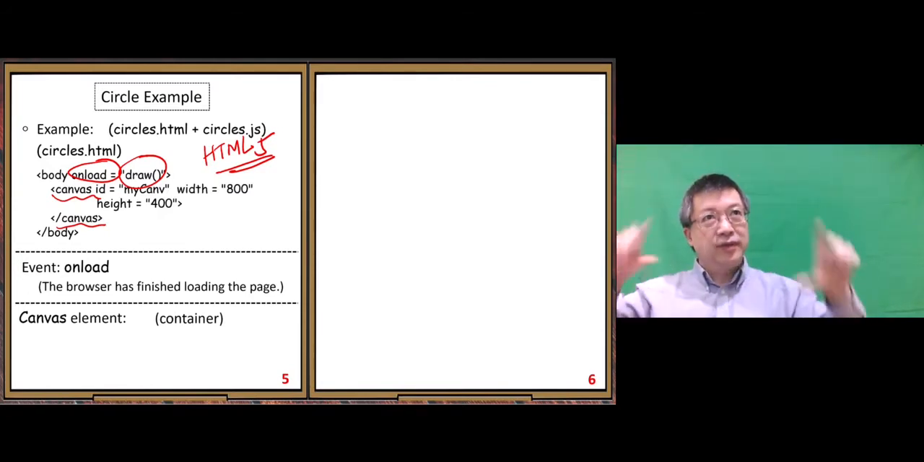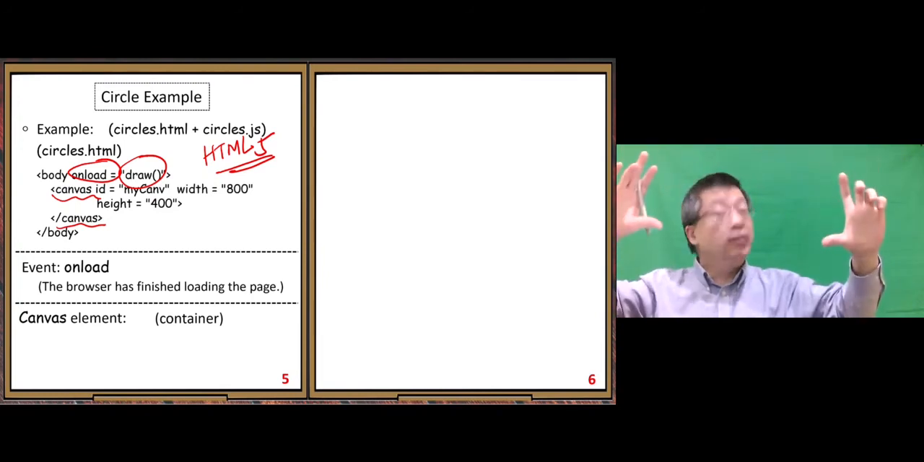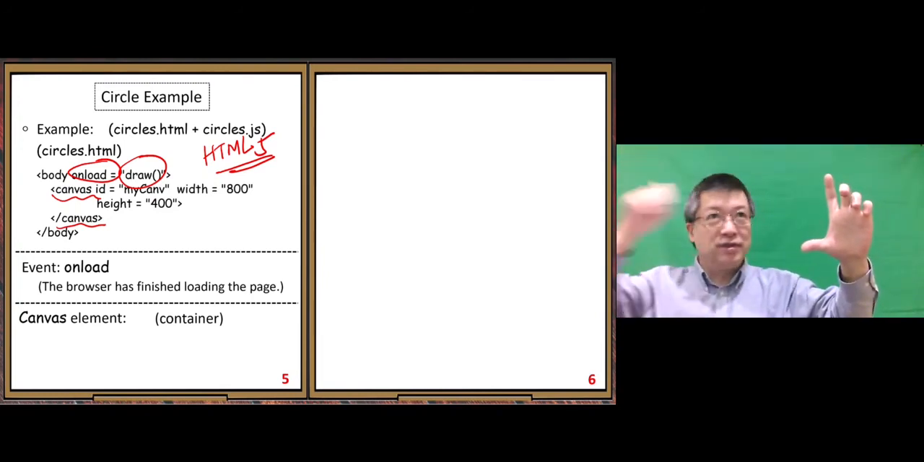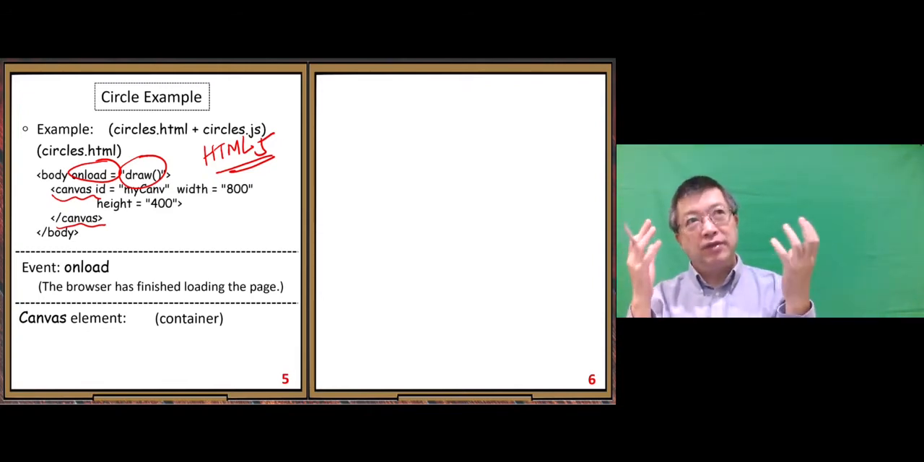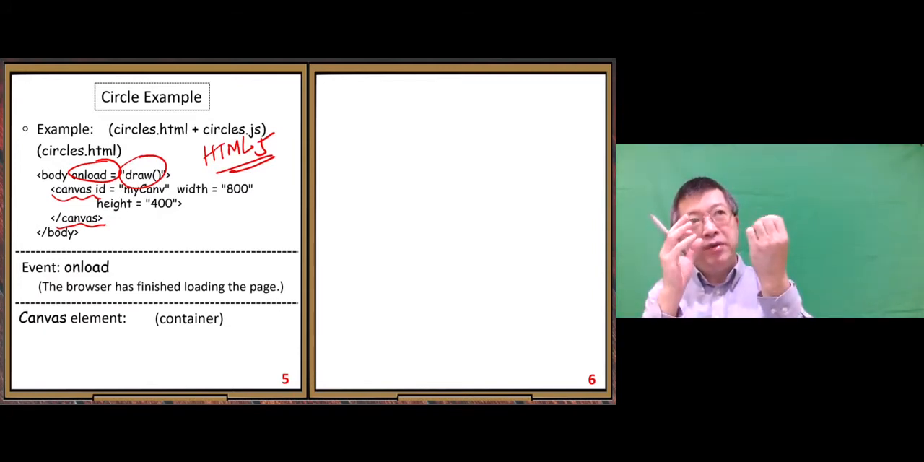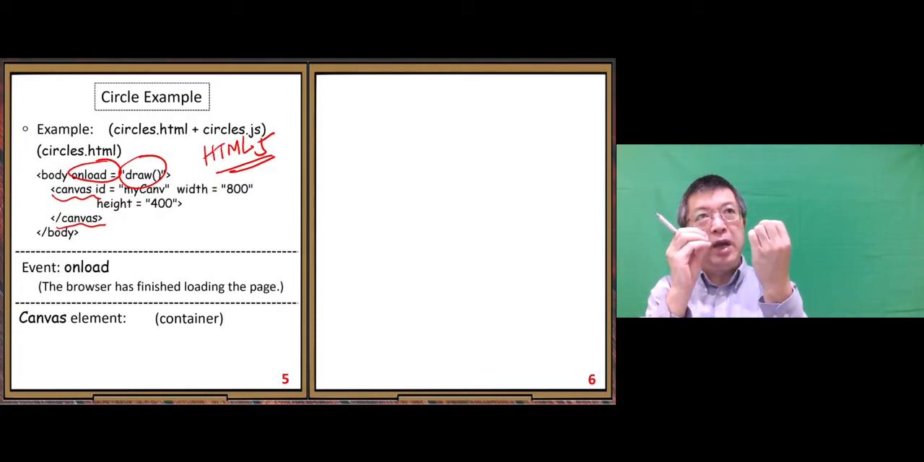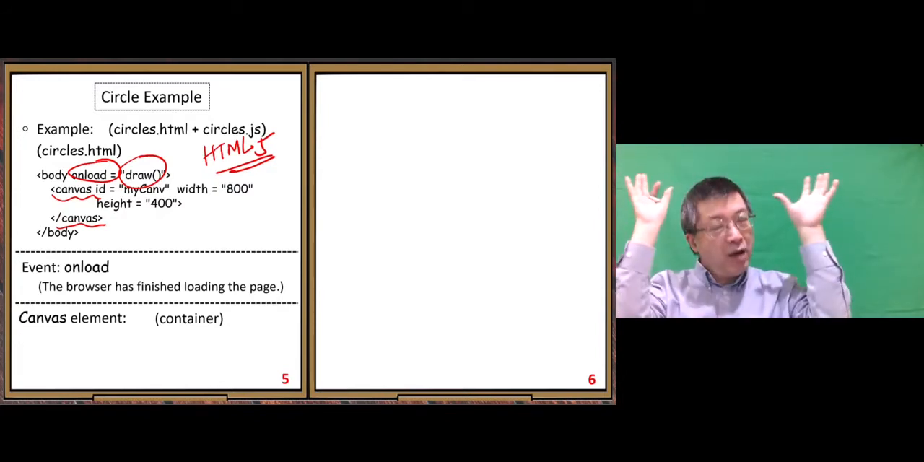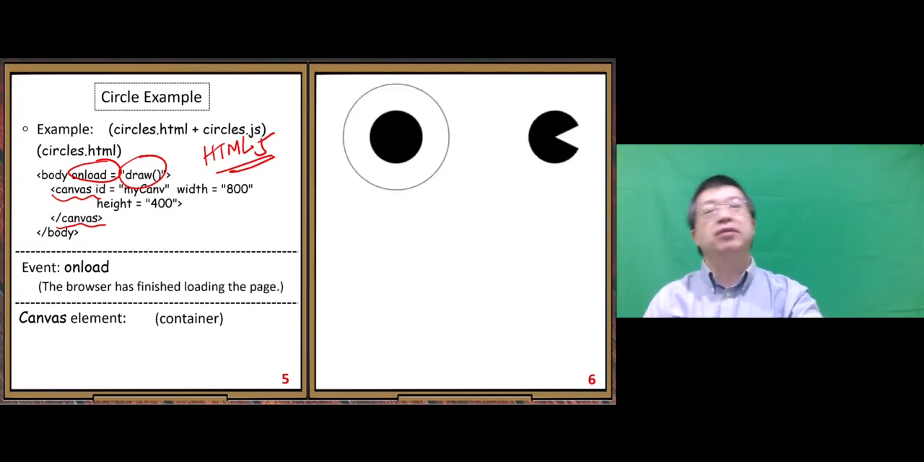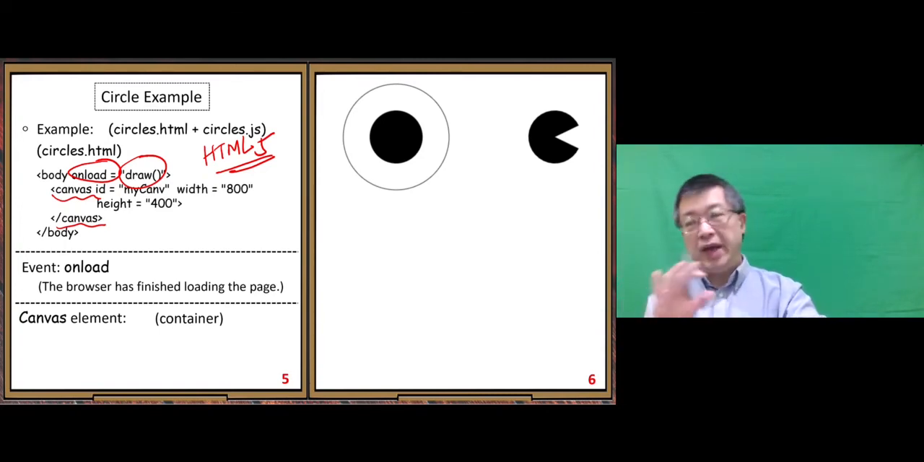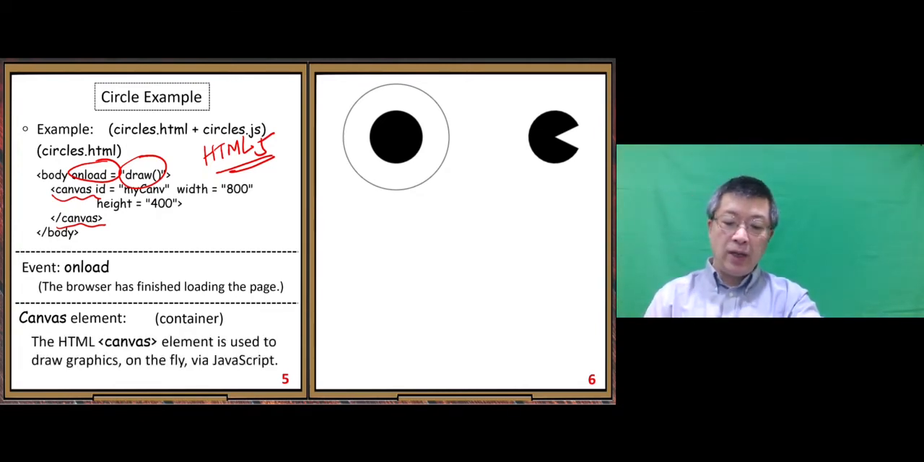It creates an area. The container means you can draw graphics and put them in this container. The components of your graphics are treated as objects, so you put objects in this container. Look at this example. We draw circle related shapes like this. We will look at the code: how do we draw these figures?